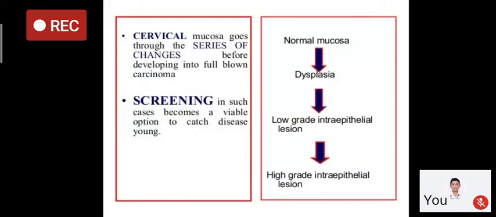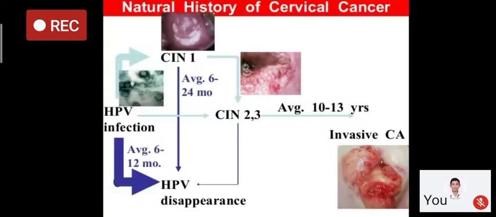Now, what are the changes which occur before the onset of cervical cancer? So, there is normal mucosa. The cervical mucosa goes through a series of changes before developing into full-blown carcinoma, and screening in such cases becomes a viable option to catch the disease at a younger stage. So, there is a normal cervical mucosa which leads to dysplasia and then to low-grade intraepithelial lesion, CIN1, then high-grade CIN2 and CIN3, high grade intraepithelial lesion.